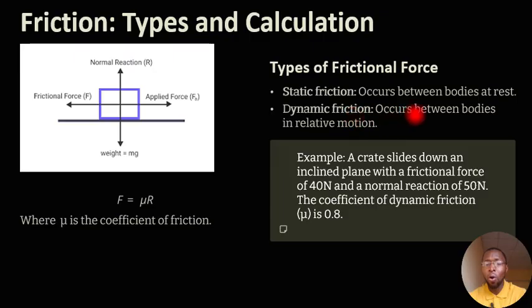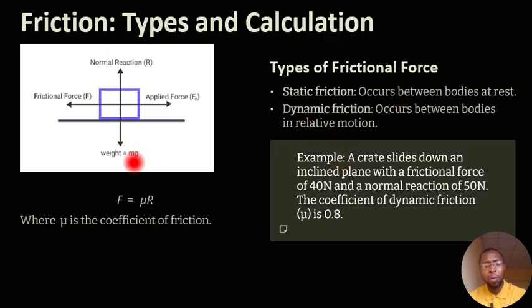Dynamic friction occurs between bodies in relative motion. It's just the opposite of the first one. The first one occurs between bodies that are not moving or that are at rest. But the dynamic one, according to the name dynamic, something that's moving, occurs between surfaces that are actually moving, but friction is still occurring. It's just that during the movement, friction is being overcome. So these are the two major types of friction that we have.